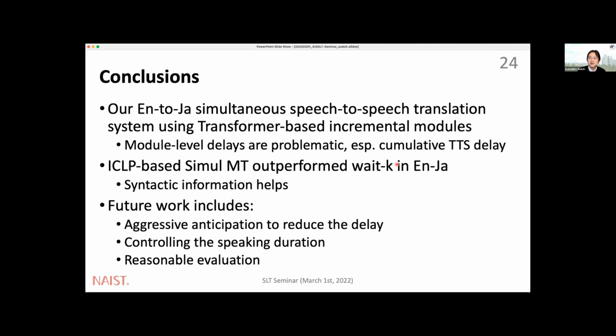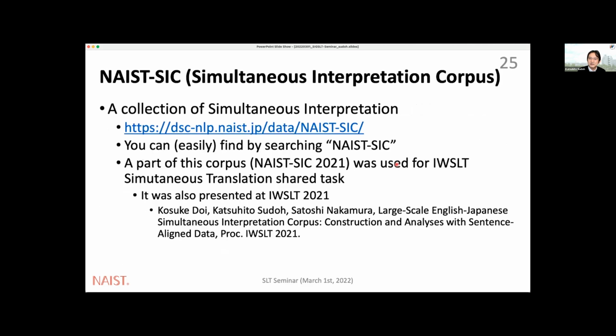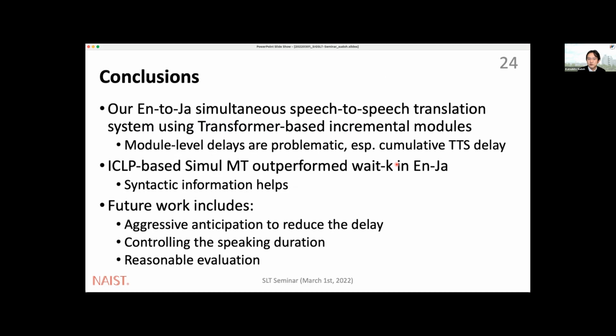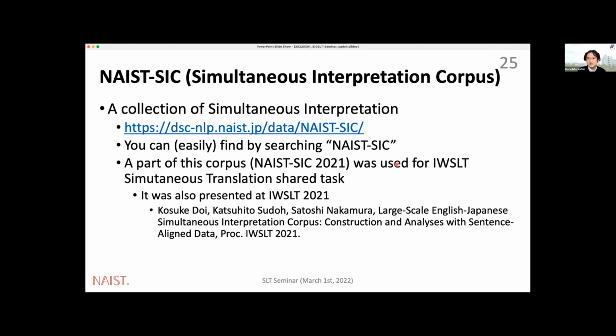So considering comprehension or information delivery or something like that, we should explore a way to evaluate simultaneous speech-to-speech translation. Related to our organization of the IWSLT shared task, we are distributing the simultaneous interpretation corpus as we presented in last year's IWSLT. So this is the link of our corpus. Please visit our website to get the corpus.